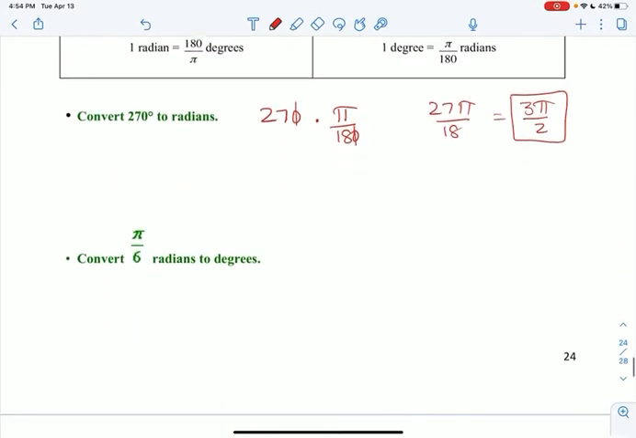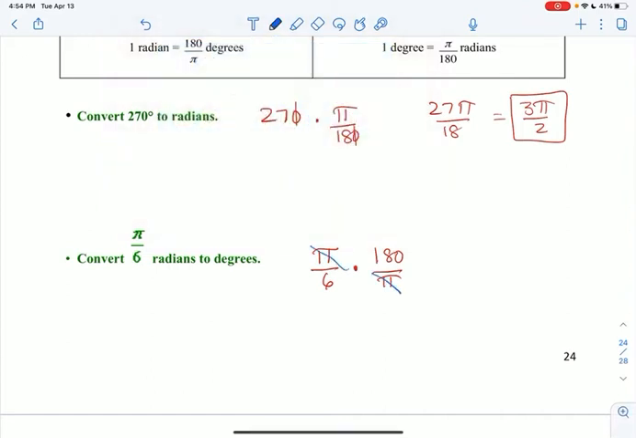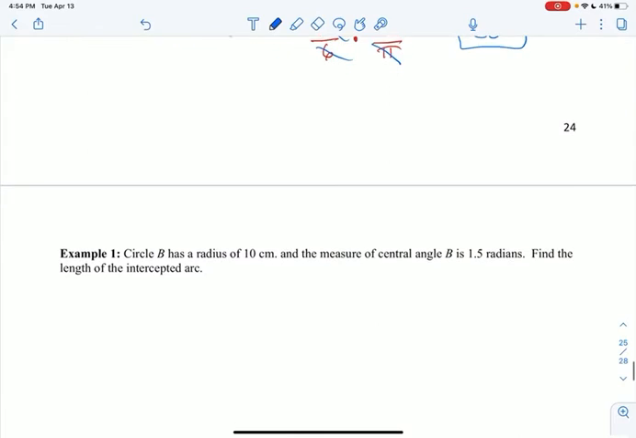Let's try one that goes the other way. Now I have radians, pi over 6, and I want to convert to degrees. To convert it to degrees, I multiply by 180 over pi. The pi's cancel, and 6 goes into 180 30 times. So my answer is 30 degrees. Not too bad so far.